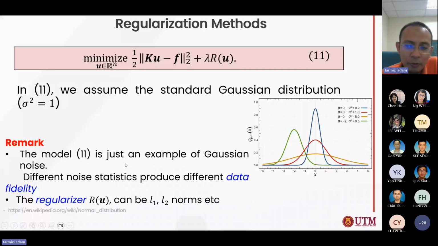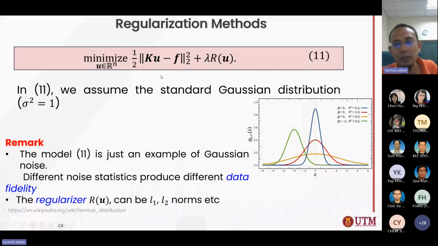That motivation was just an example for the Gaussian noise, because we used the Gaussian probability distribution. That's why we got this L2 norm. If we assume different types of noise, this term will be different. The data fidelity will be different.